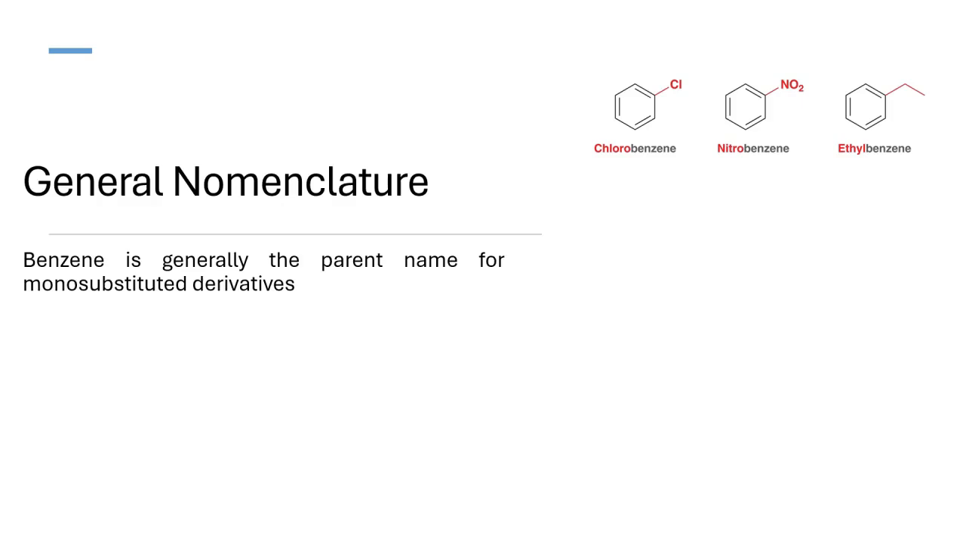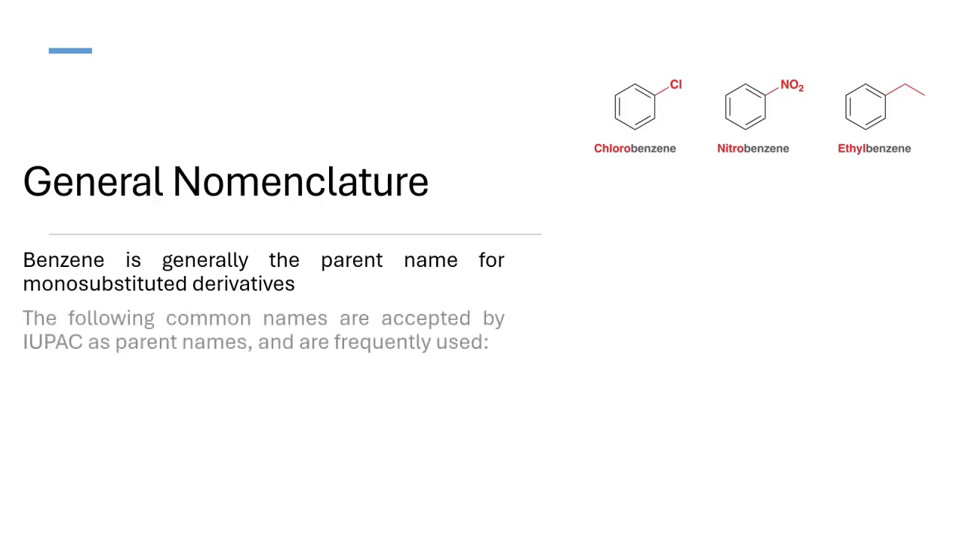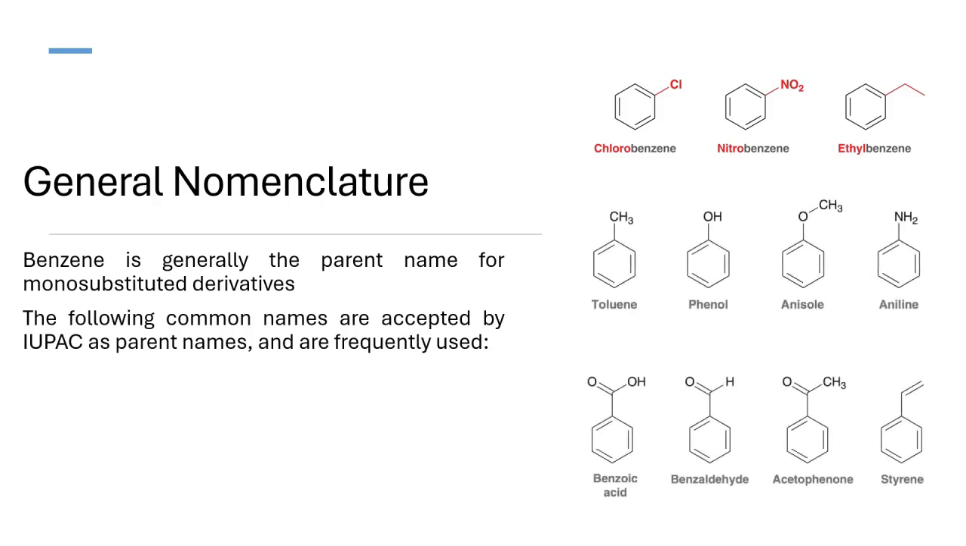General nomenclature. Benzene is generally the parent name for mono-substituted derivatives. For example, chlorobenzene, nitrobenzene, ethylbenzene. The following common names are accepted by IUPAC as parent names and are frequently used: toluene, phenol, anisole, aniline, benzoic acid, benzaldehyde, acetophenone, and styrene. Make sure that you know these.